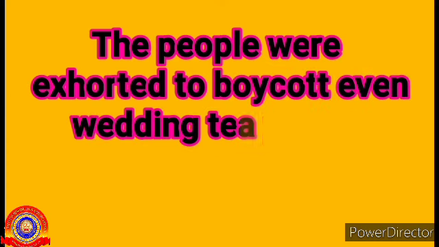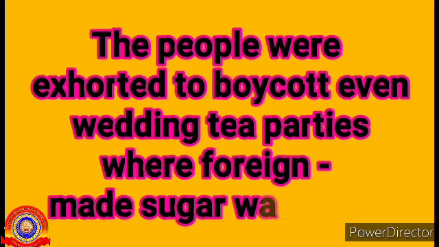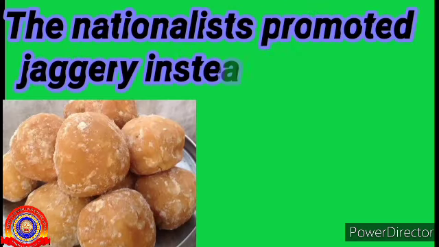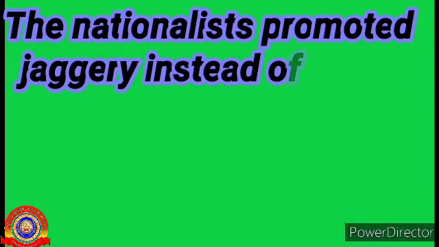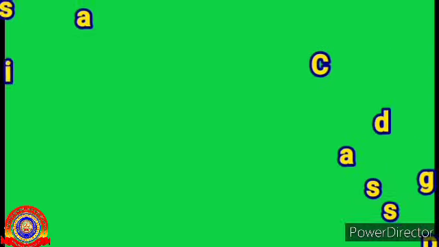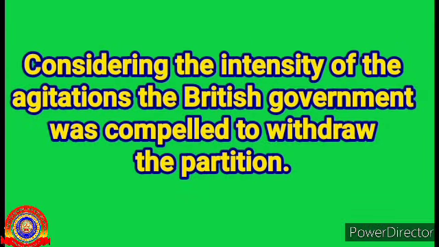The people were exhorted to boycott even wedding tea parties where foreign-made sugar was used. The nationalists promoted jaggery instead of sugar. Considering the intensity of the agitations, the British government was compelled to withdraw the partition.